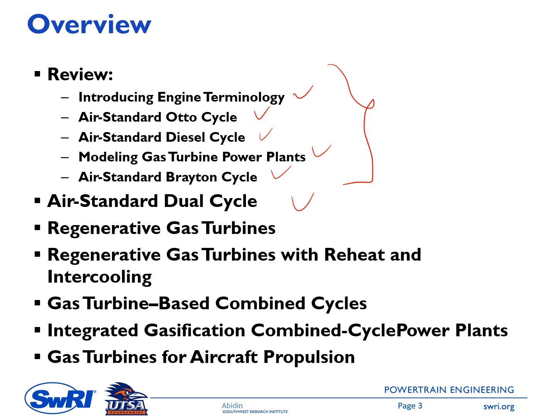So we will discuss air standard dual cycle, and then regenerative gas turbines. The idea is similar to the regenerative option in the vapor power cycles. And then regenerative gas turbines with reheat and intercooling. And then gas turbine based combined cycle. Okay, so we also have a combined cycle in this chapter. And then integrated gasification combined cycle power plants. And the last topic will be gas turbines for aircraft propulsion.